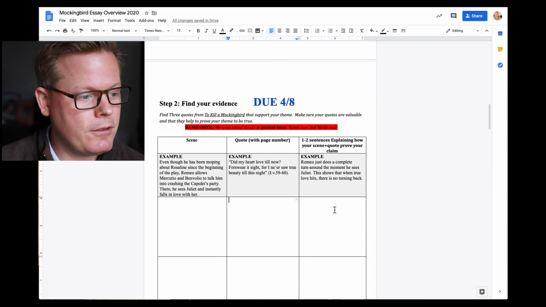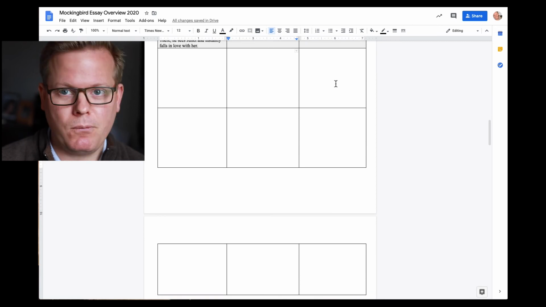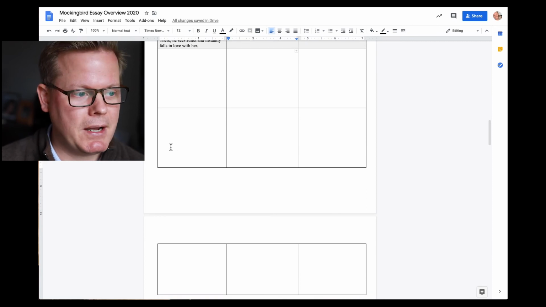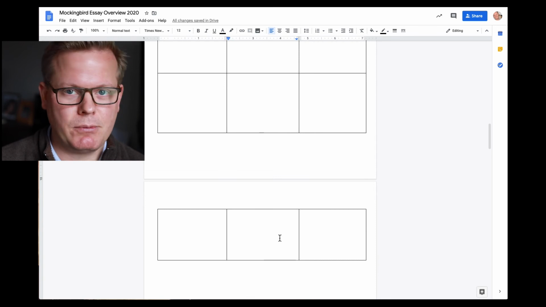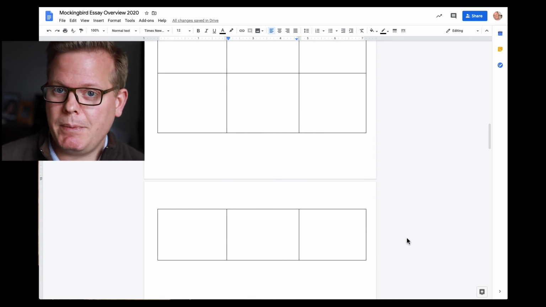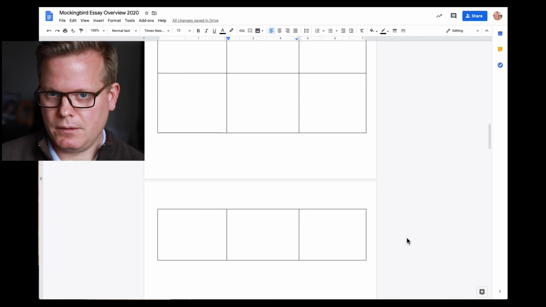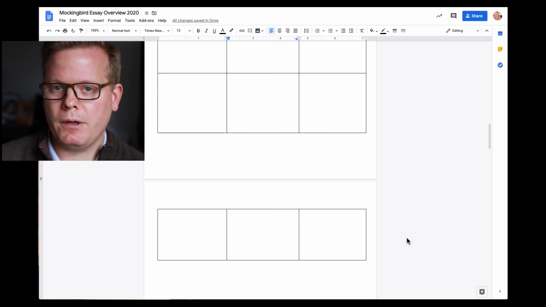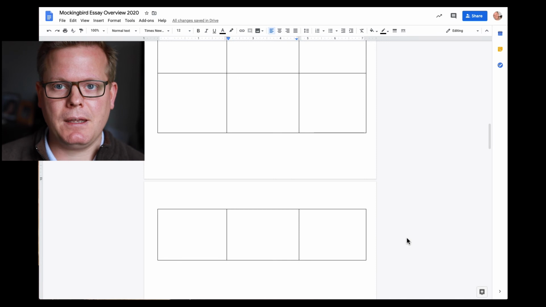So you do that 3 times. Fill in this box with 1 scene and quote, this box with 1 scene and quote, and this box with a 3rd scene and quote. Does the quote have to be dialogue? Do they have to be speaking? No, they don't. As long as it's word for word taken from the book, it can be dialogue or it can be just action.